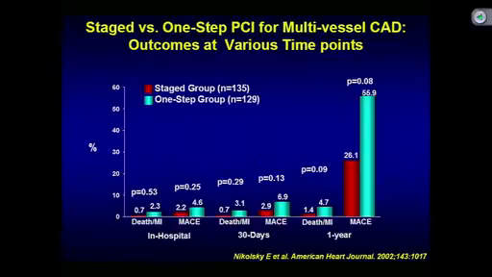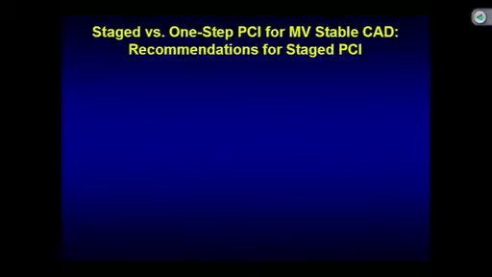What about elective patients? This is the data from Israel, staged group versus one-step group. You can see here that the one-step group had a higher MACE rate, higher in-hospital death and MI, not statistically significant, but a trend, in hospital, at 30 days and at 1 year. So it seems that staged intervention is a preferred approach in many of these multivessel CAD cases once you decide. Now, how do we put it together?